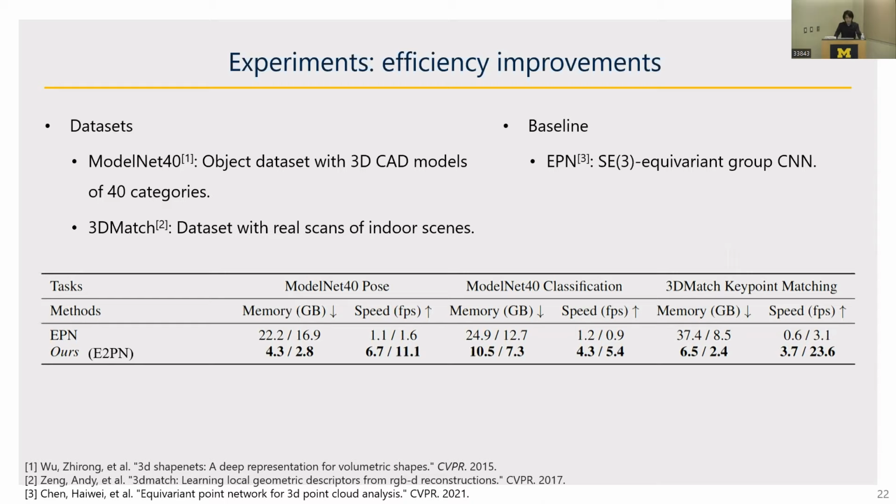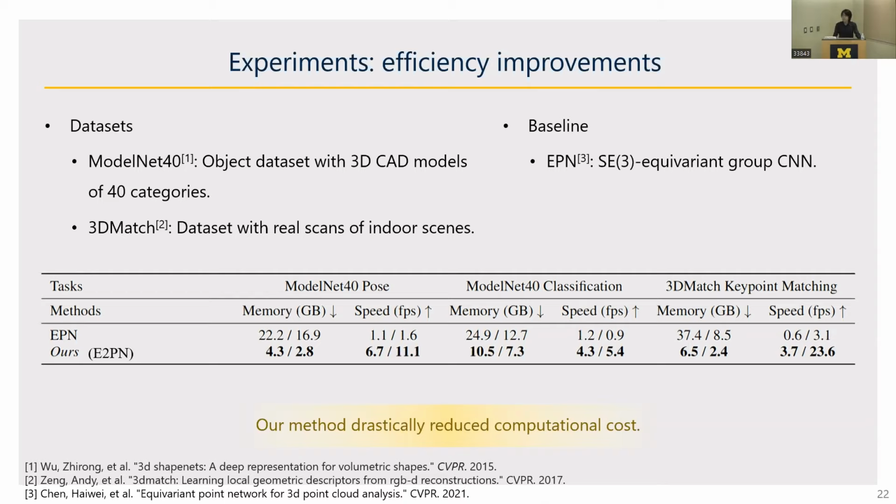And we compare our method with EPN, which is an SE3 equivariant group CNN network for point cloud processing. And here in this figure, we show the numbers for the memory consumption and speed. The numbers before and after the slash are for training and inference separately. We can see that our method drastically reduced the computational cost. It only costs a fraction of the memory in both training and inference, and it also runs multiple times faster than the baseline.